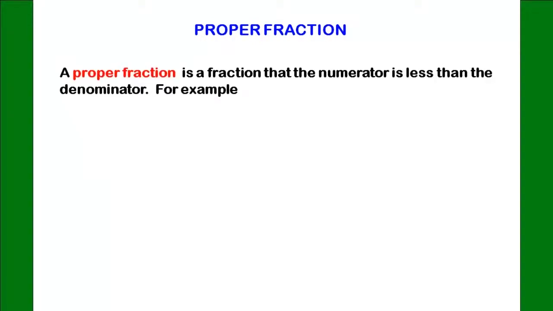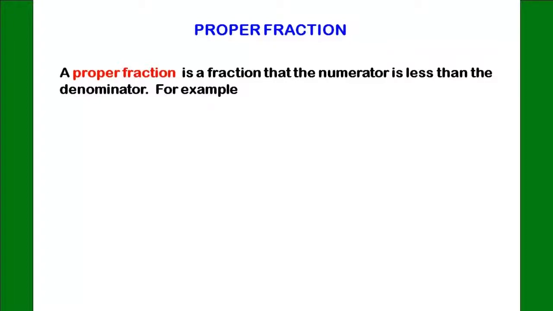Proper fraction. A proper fraction is a fraction that has the numerator less than the denominator. Remember in the earlier examples that the number above the line is called the numerator and the number below the line is referred to as the denominator. Anytime the numerator is less in value compared to the denominator, then we are referring to a proper fraction.